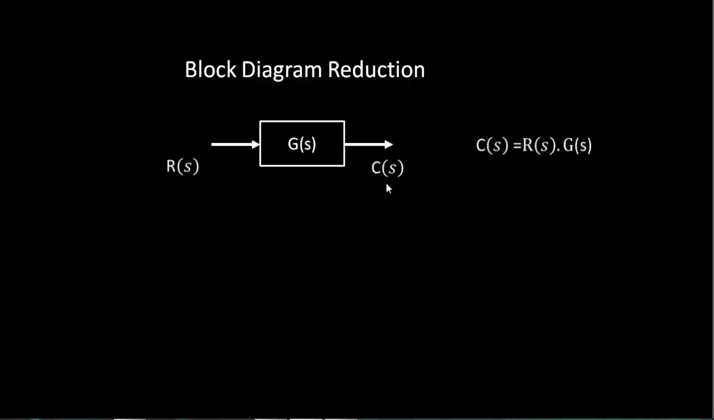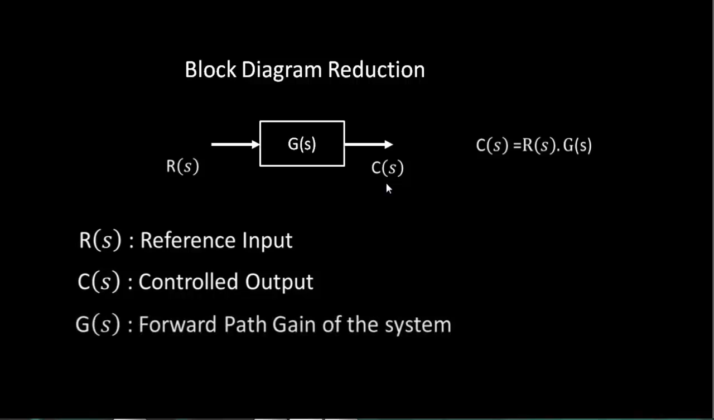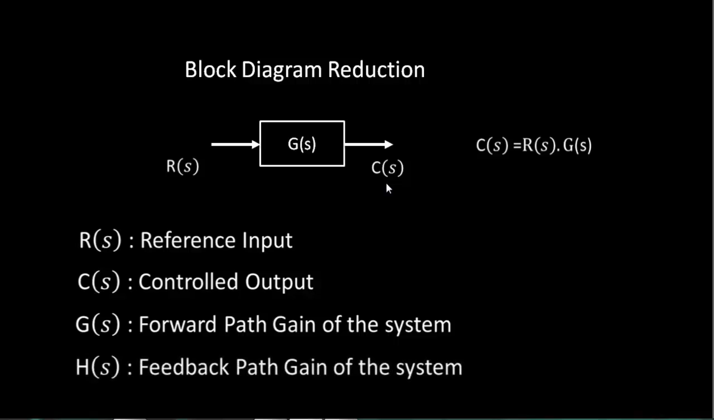The meaning here in general is that R of s is a reference input. That's why we use R. Whereas C of s is called the controlled output. That's why we use the letter C. Then G of s is used for the forward path gain of the system. In some cases, instead of G of s, we may also use H of s, which is the feedback path gain of the system. So both G of s and H of s are just notation. That doesn't mean that you should always write G and H.